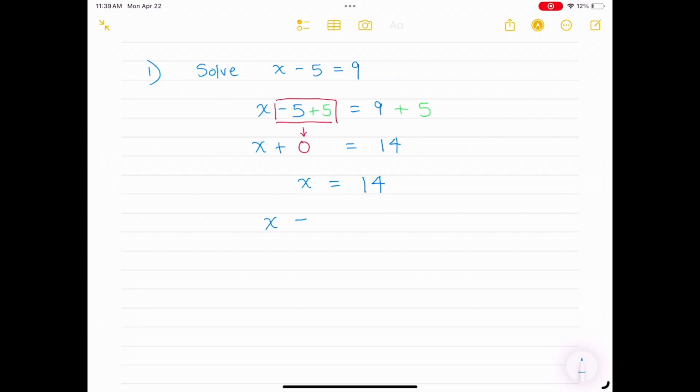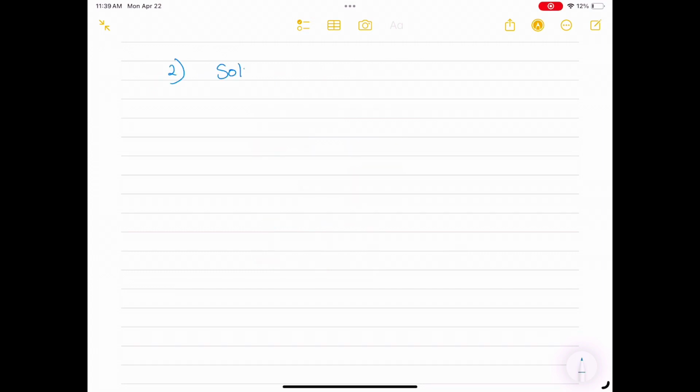Now to double check the solution, we plug 14 into the original equation, x minus 5 equals 9. We have 14 minus 5 equals 9. And yes, 14 minus 5 does equal 9. The solution is correct.